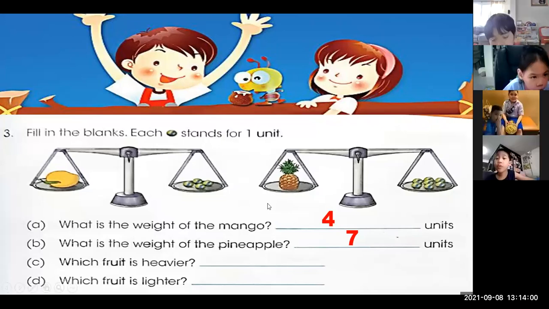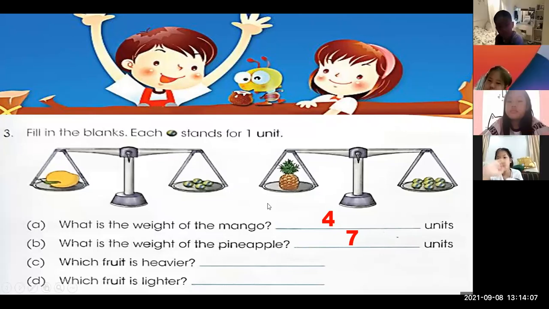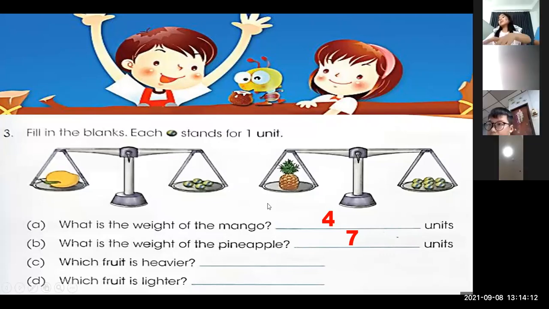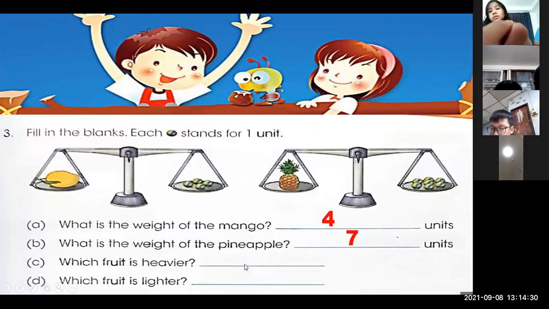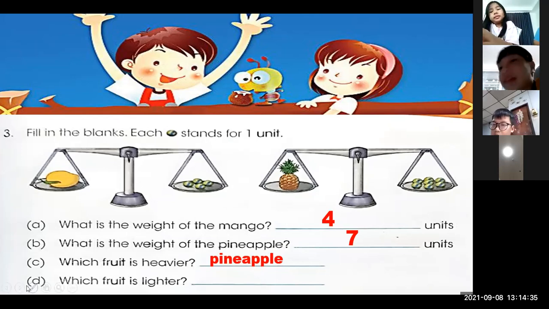Mango. Why mango? Pineapple, because the pineapple is shorter than the mango. Okay, because I don't know. Pineapple has how many units? The pineapple is 7 units, right? 7 units. So we say that the pineapple is heavier. Okay, pineapple is heavier. How about D?